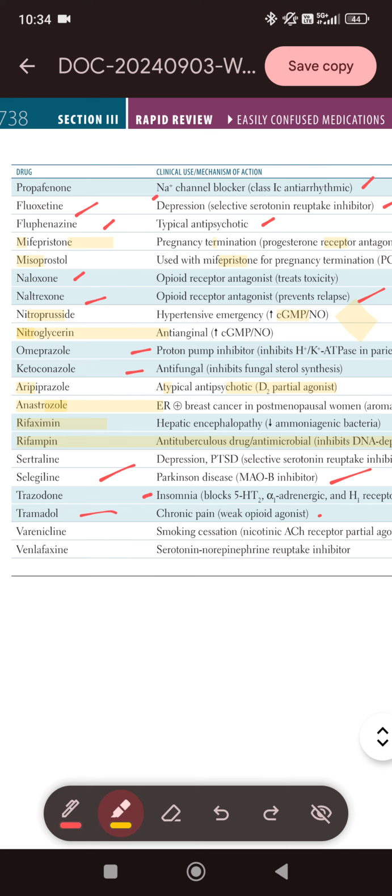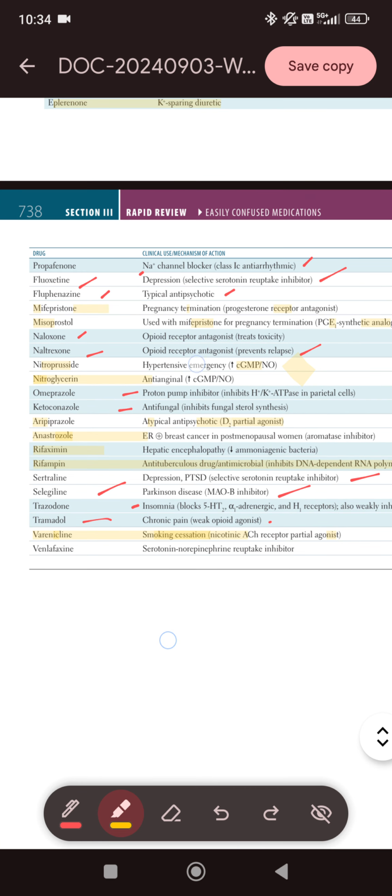Next is varenicline. It is for smoking cessation. Nicotinic acetylcholine receptor partial agonist. And we have venlafaxine. It is associated with happiness. Then we have serotonin norepinephrine reuptake inhibitor, SNRI.